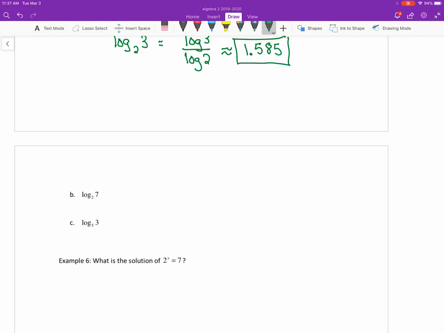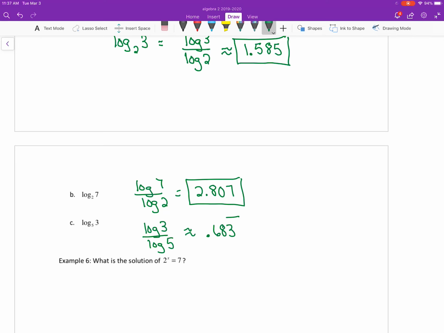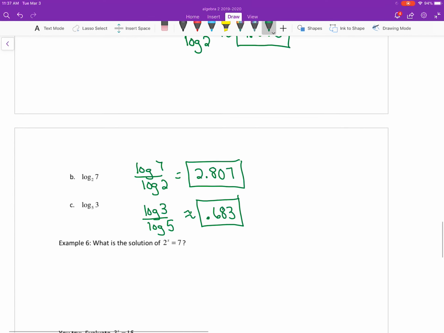So same thing here. You would just have log 7 over log 2. Put that in your calculator. You get about 2.807. And for this one, you would do log 3 over log 5. You get about 0.683. So that's the change of base formula.